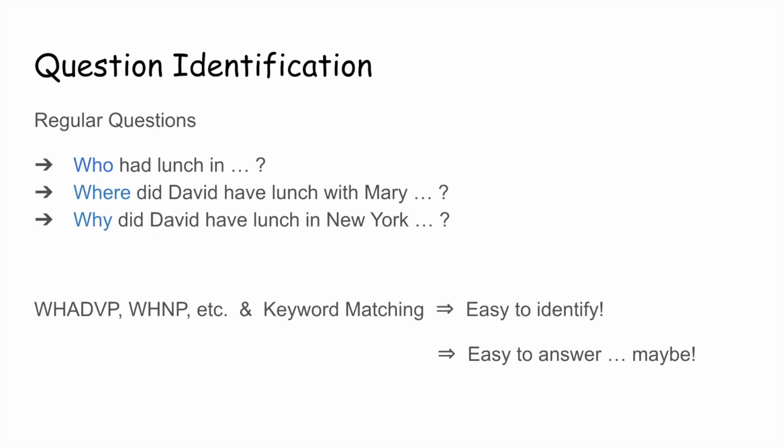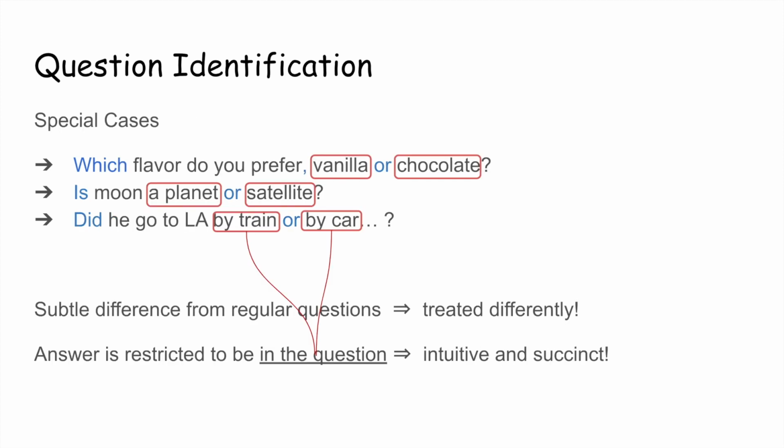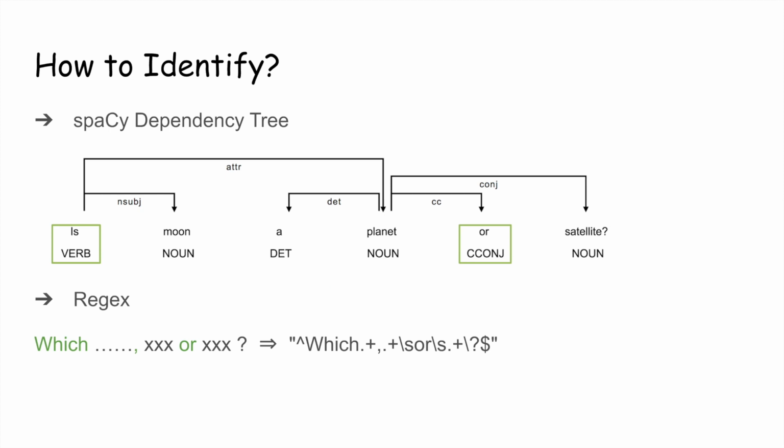The third stage is to identify the question type. For regular questions, it's very easy to identify the type based on the Penn Treebank syntactic tag set and keyword matching. For some special types such as either-or, we not only want to identify it correctly, but also want to give an exact match answer out of the given options, like a human does, to make it more natural and succinct. To achieve such a goal, we use a combination of spaCy dependency tree and regular expression matching to identify such special questions and directly give our answer based on the given options.